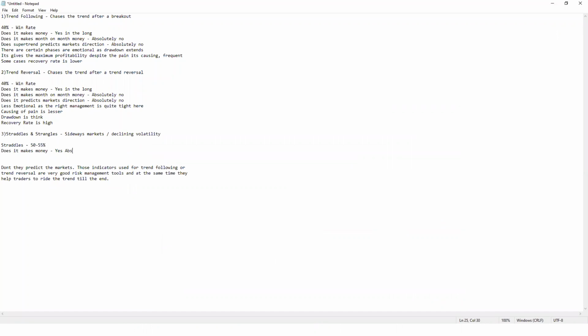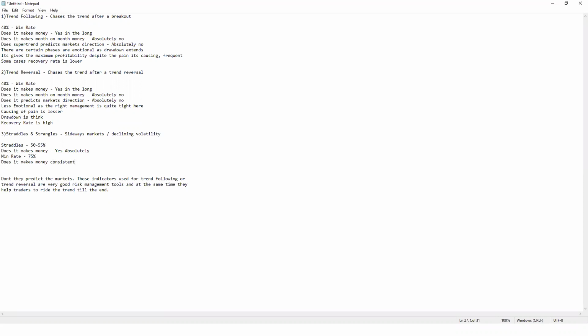So does it make money? Yes, absolutely. And what is the win rate? Win rate is 75%. I probably haven't included any costs over here. If I put in all those costs, the win rate could be something like 72 or 70%, obviously. And does it make money consistently? The answer is yes, absolutely. Most of the time, absolutely.